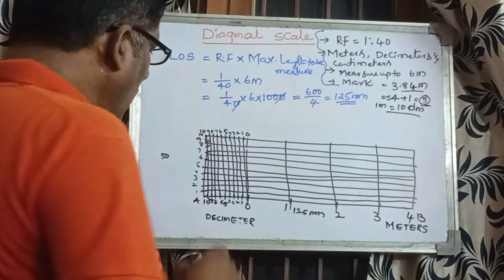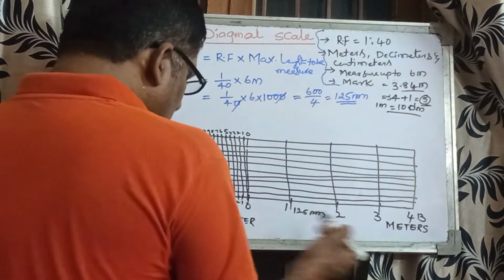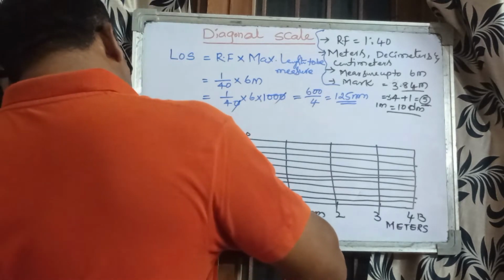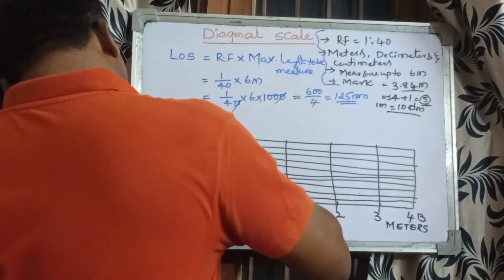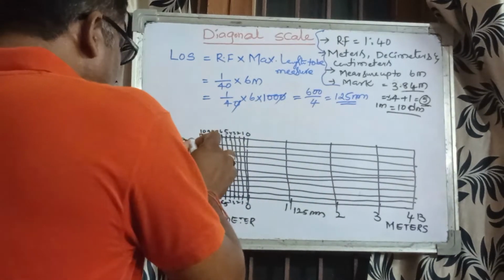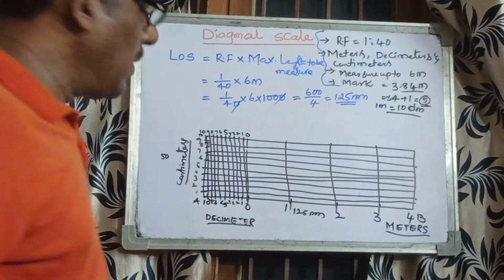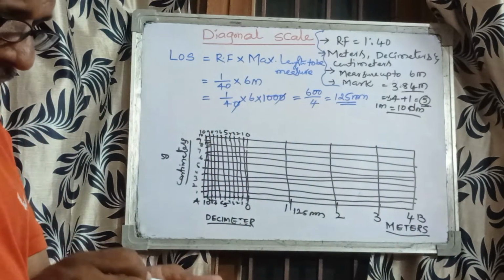Now, this is the construction. So now this is meters, decimeters, and this is centimeters. So write neatly in the examination. This is centimeters, this is decimeters, and this is meters. Okay. Now you can mark directly.